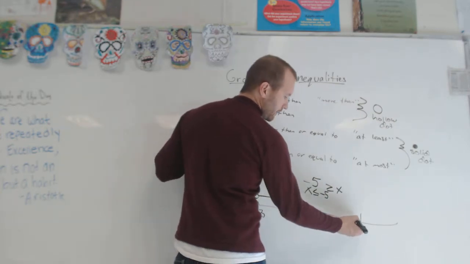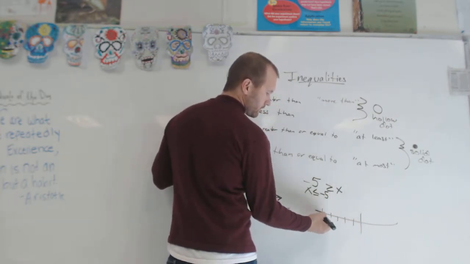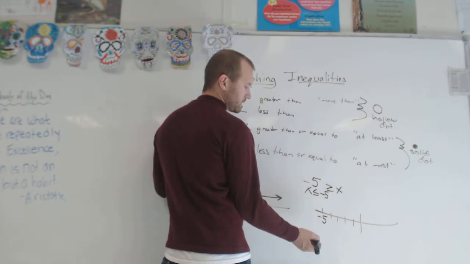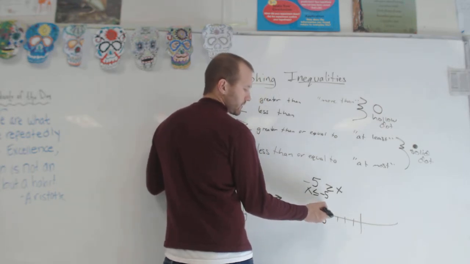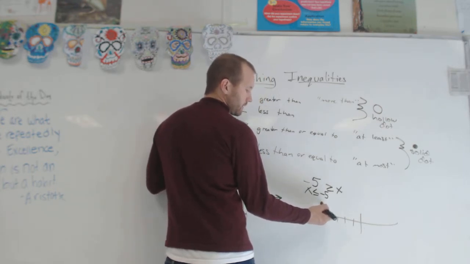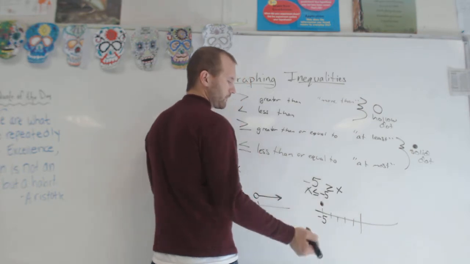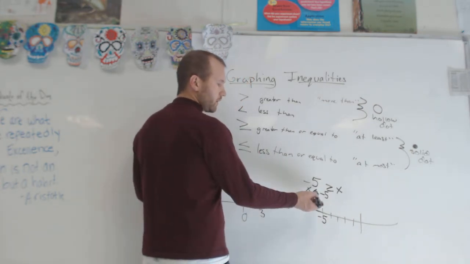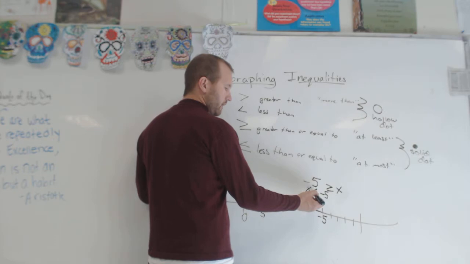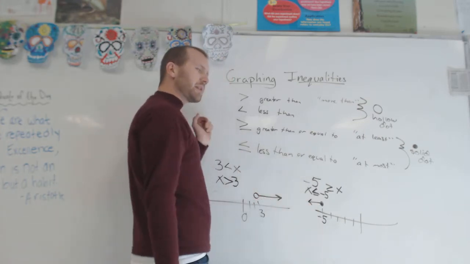Now when I graph it, I'm going to find negative 5. Solid dot or hollow dot? Solid. Which way is my arrow going to go? It's going to go this way, the way that's pointing, reading the top thing. Right. And we want to stop and think about it.